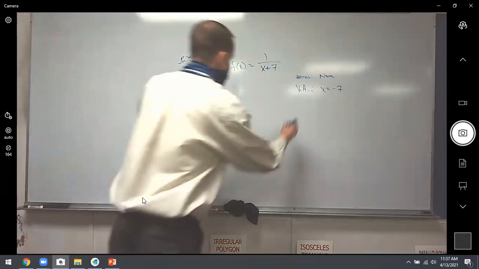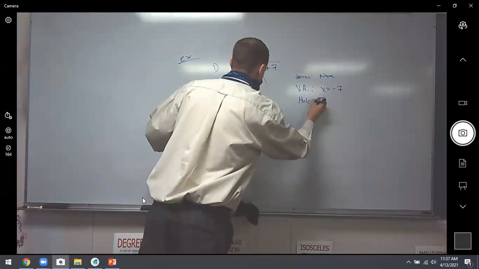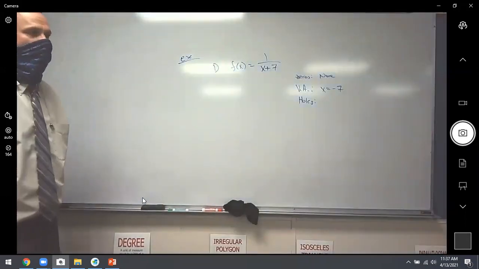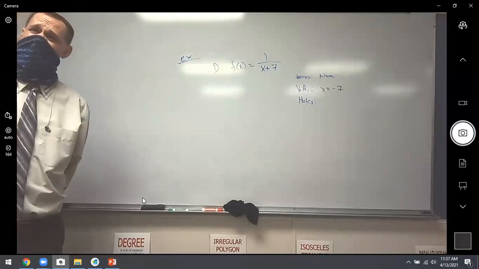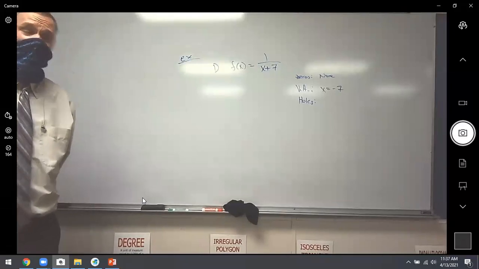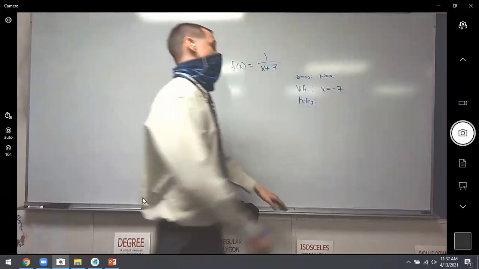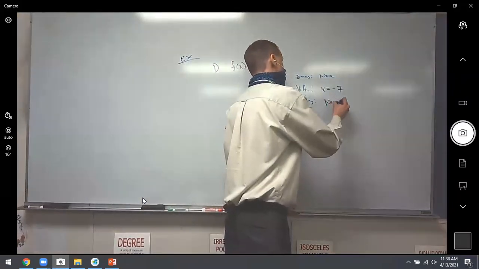Holes, that's a brand new thing. We'll talk about that as we go. Holes occur when the top and bottom are 0 at the same time. Now, we already said the top can't be 0, correct? So there's no way the top and the bottom can be 0 at the same time. So there's not going to be any holes in this particular example.